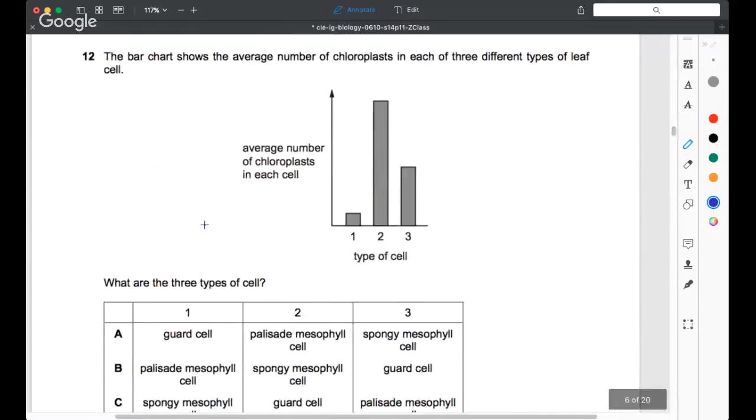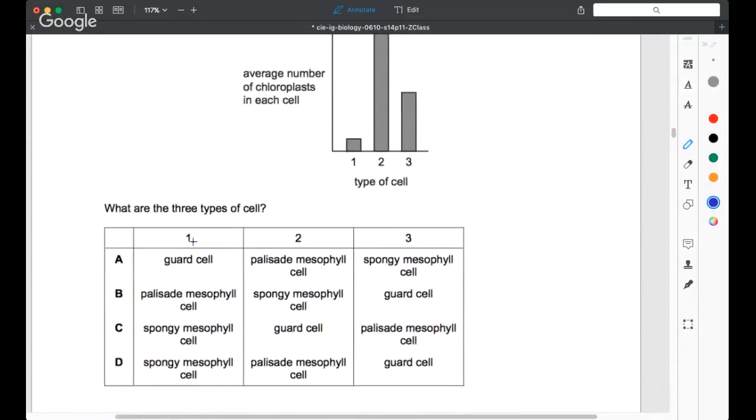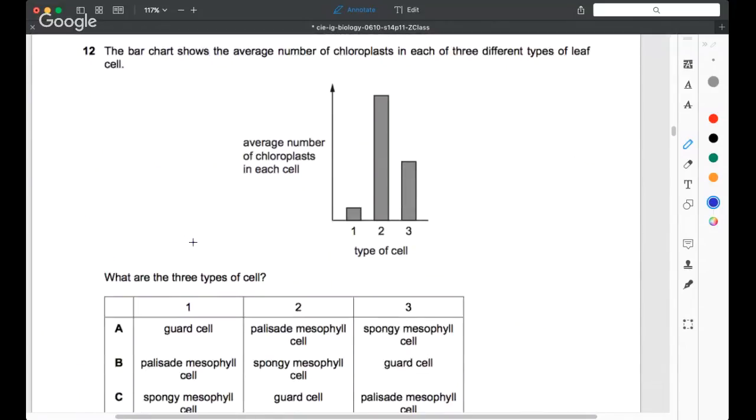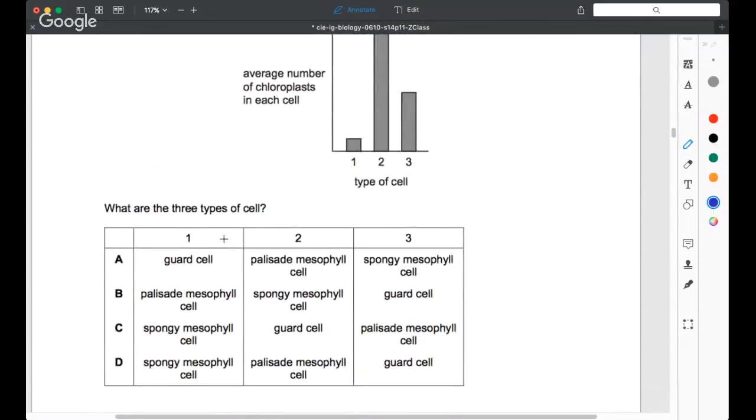12. The bar chart shows the average number of chloroplasts in each of 3 different types of leaf cell. What are the three types of cell? For this, you've got to remember where the different types of cell sit in the leaf. The palisade cells are at the top of the leaf, then we have our spongy mesophyll layer, and at the bottom we have our guard cells surrounded by the pavement cells at the bottom of the leaf.